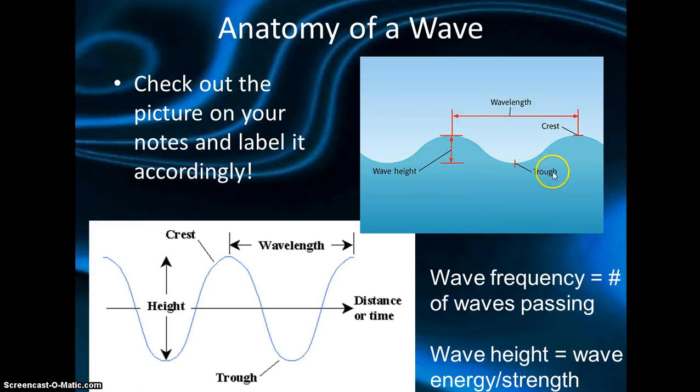So if I'm standing right here in the ocean and I'm counting, I give myself 30 seconds and I start counting how many waves go by, then that's the frequency. So if 10 waves go by in 30 seconds, then I have a frequency of 10. If 30 waves go by in 30 seconds, I have a frequency of 30. So the higher the frequency, the more waves are coming at you and the closer they are together.